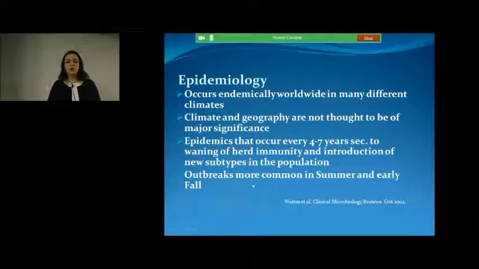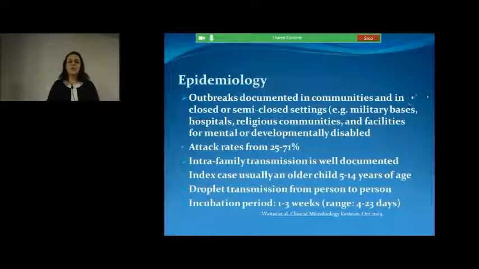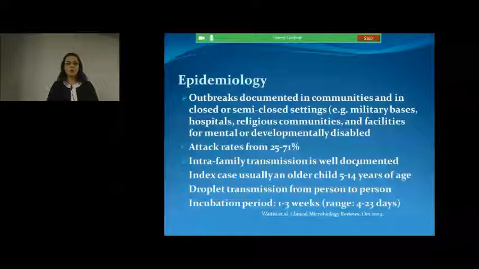Outbreaks usually occur in summer and early fall, but they can occur at any time of the year. Outbreaks have been documented in communities and in closed or semi-closed settings such as military bases, hospitals, religious communities, and facilities for the mentally or developmentally disabled. The attack rates in those settings are quite high, ranging from 25 to 71%. Intrafamily transmission is well documented, and the index case usually is an older child, 5 to 14 years of age.